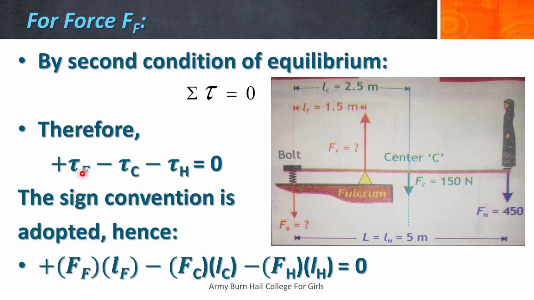So as we know that the formula of torque, tau is equal to Lf over here, so we will use subscript F for fulcrum, Ff, Lf, which is the torque produced by the fulcrum. C is for center, Fc, Lc, and H for Hina, Fh, Lh. Sum of all the torques is equal to 0.